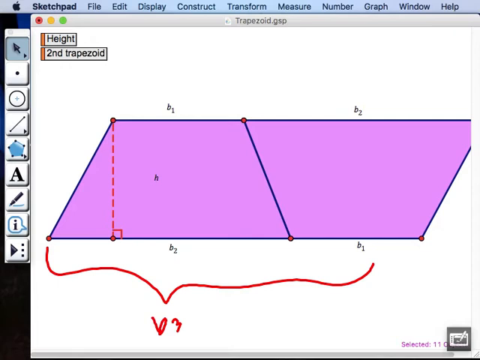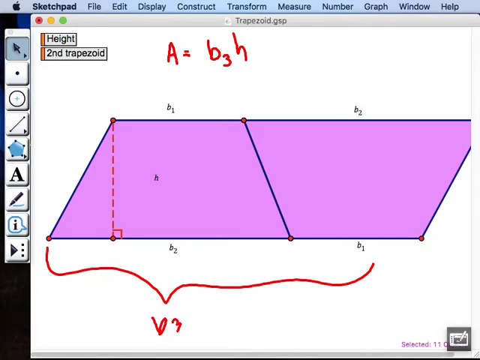B2 plus B3. B3 works fine for me. How long is the top base? Well, we don't care about the top base because it's a parallelogram now. All we care about is the length of the base times the height, which we already called h. So therefore, the area of this big purple thing would be B3 times h.